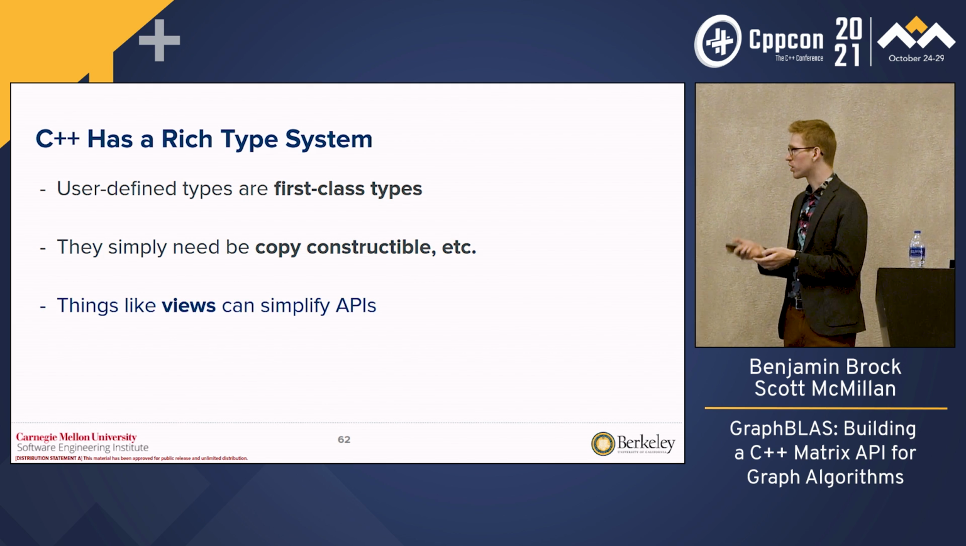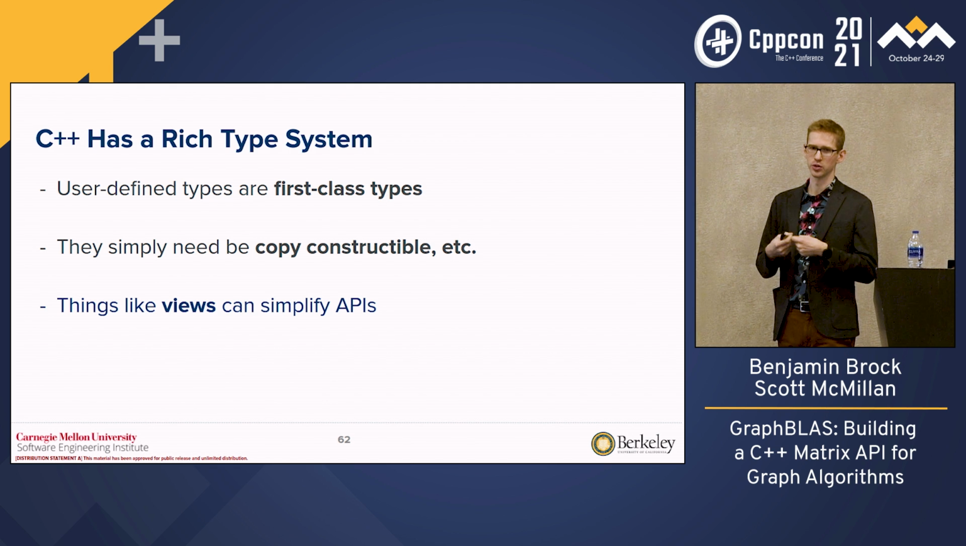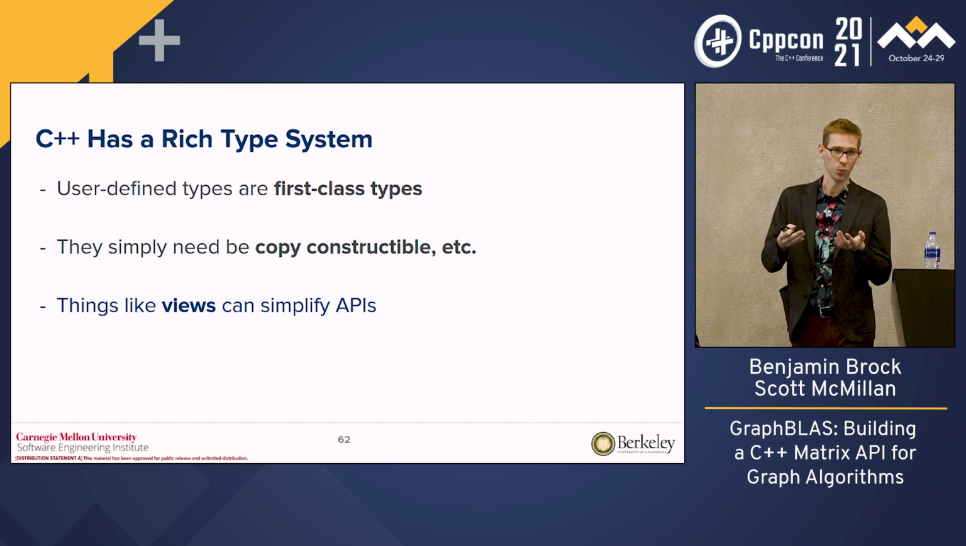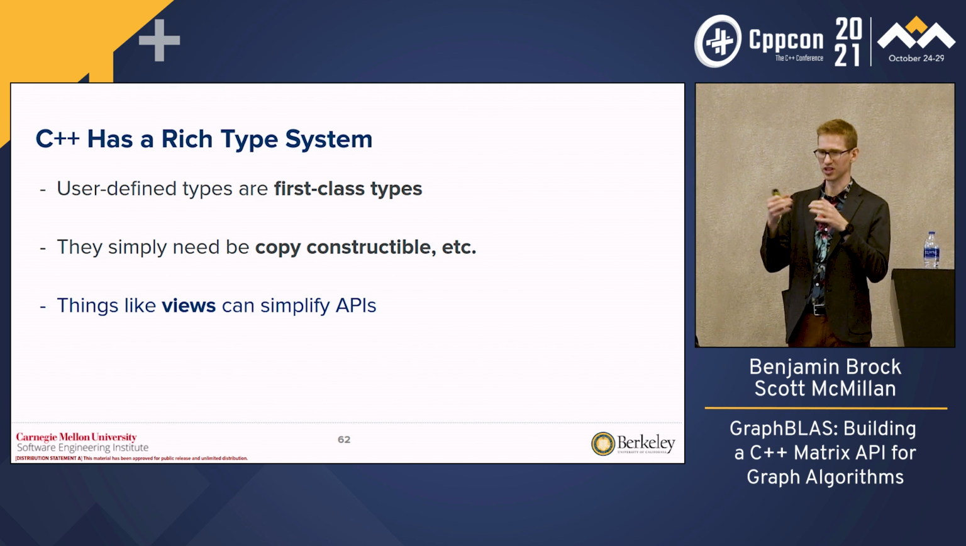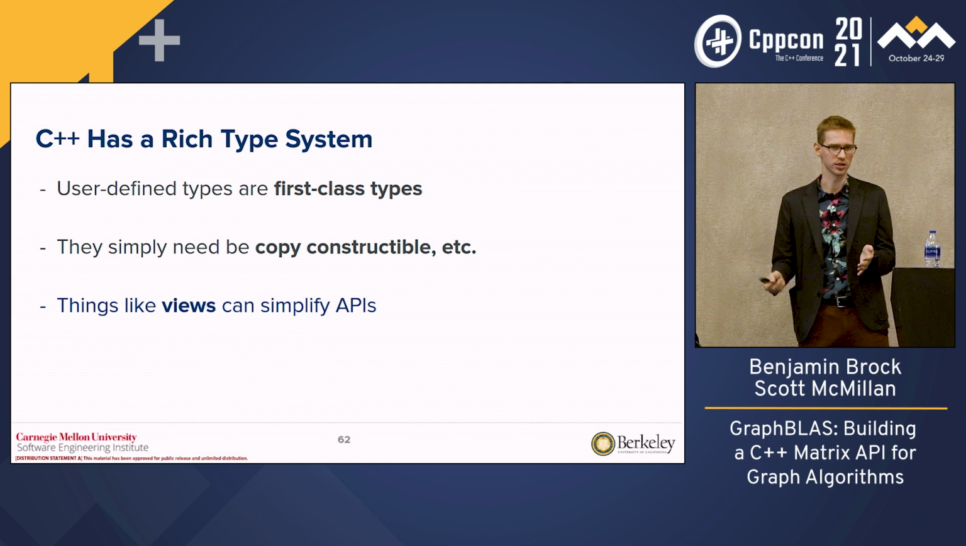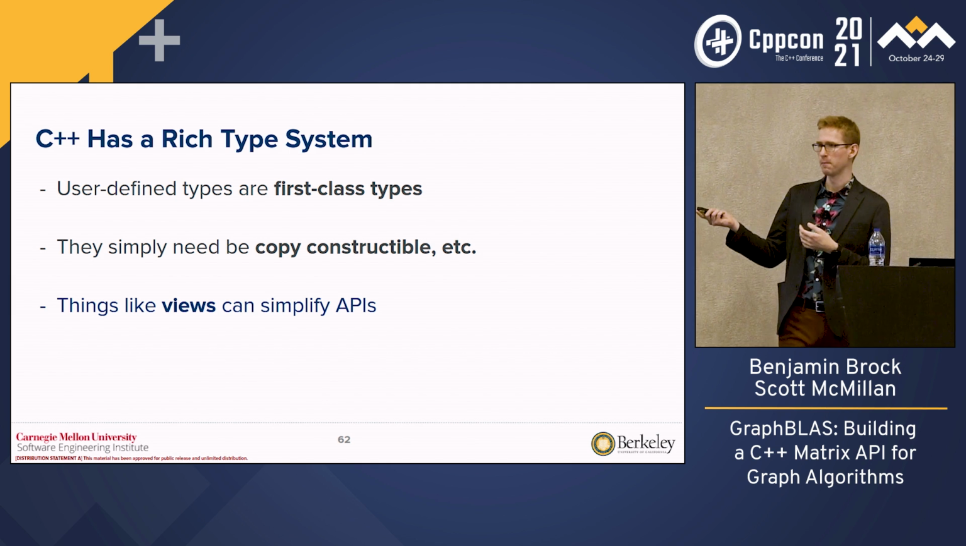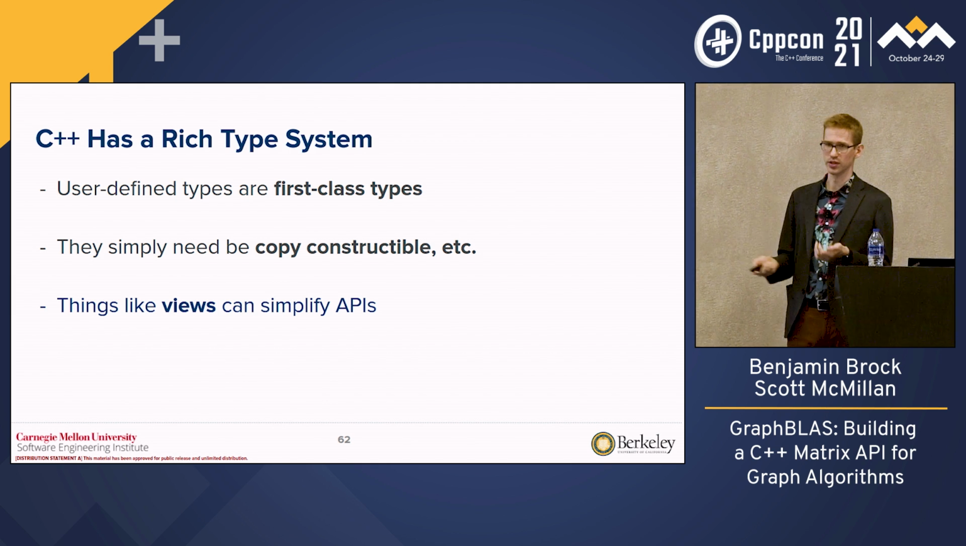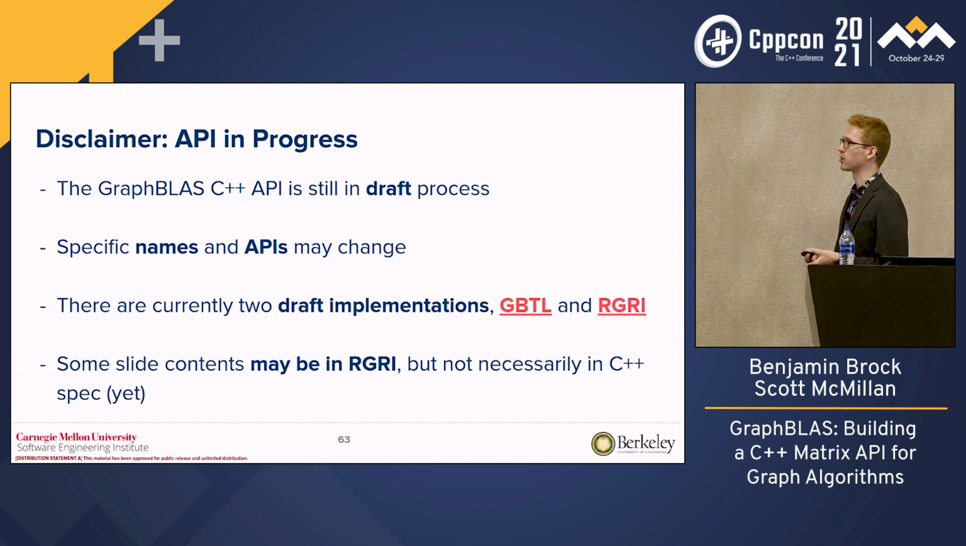And then one of the other things that's really interesting is that we can create views, which provide essentially transformed views of an object, which can greatly simplify the APIs for algorithms, similar to the C++20 ranges API.